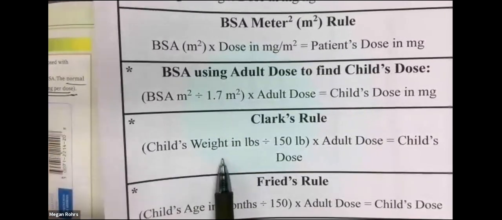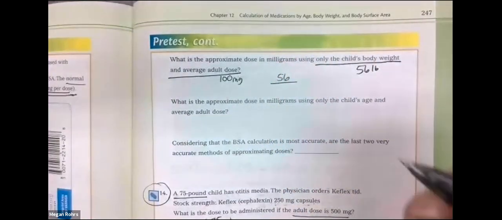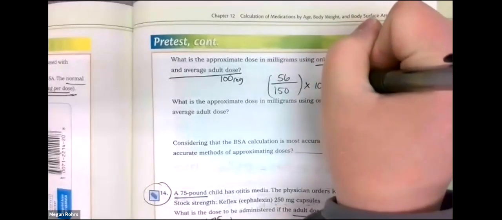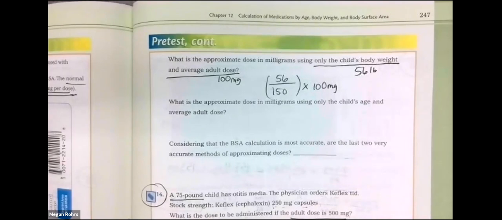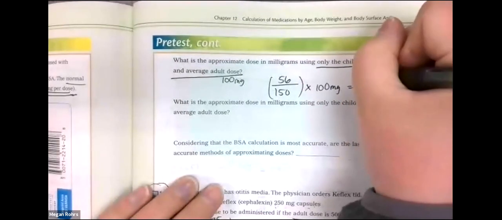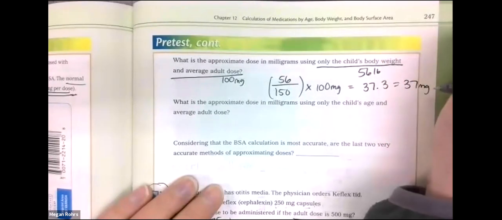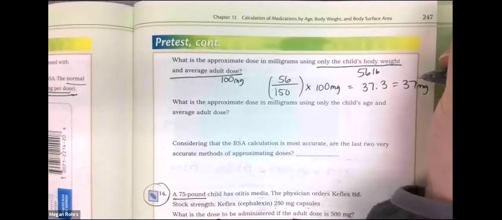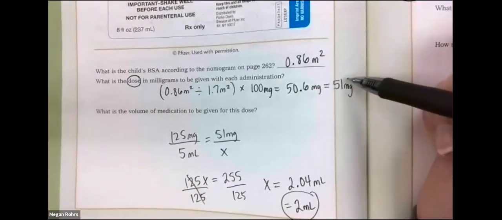So child's weight in pounds, 56, divided by 150. And then we take that times the adult dose. So 56 divided by 150 times 100, that would give us 37.3, so roughly 37 milligrams. So we can see the difference of only using their weight and using both their height and weight here, or their BSA.